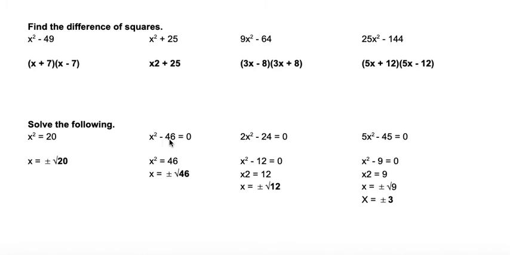Okay, when we have a problem like this, we move the 46 over to the other side by adding to both sides, so you get your x squared plus 40 equals 46. And then take the square root of both. Don't forget to put the plus minus in front.